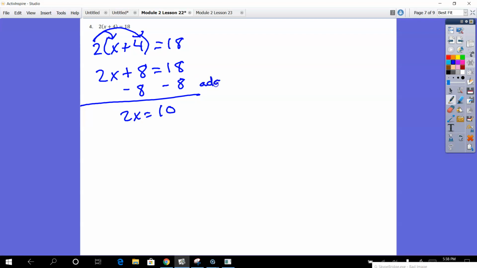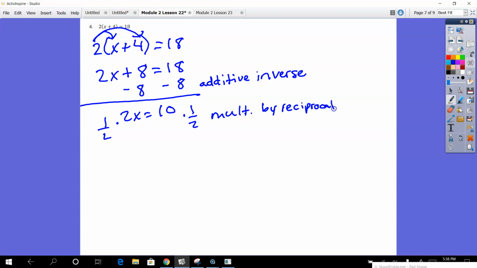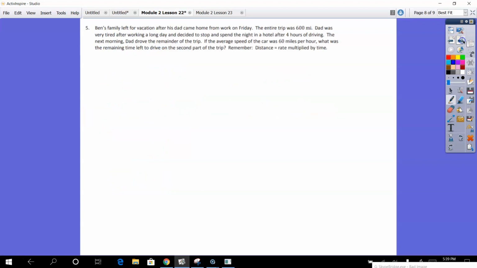So again, this is the additive inverse. Then our next step is to multiply by the reciprocal. To equal 1, x is equal to 10 over 2. x is equal to 10 divided by 2, which is 5. And finally, number 5. Pause the video, try it on your own.